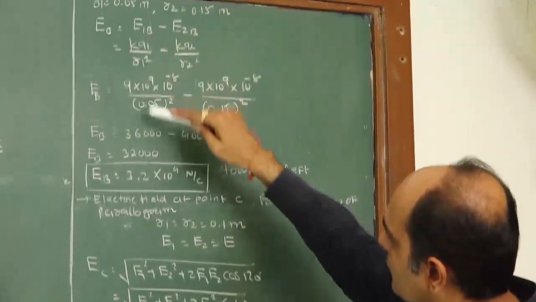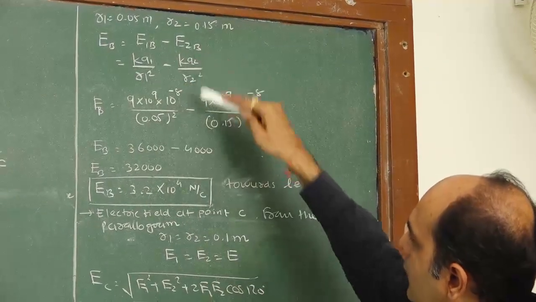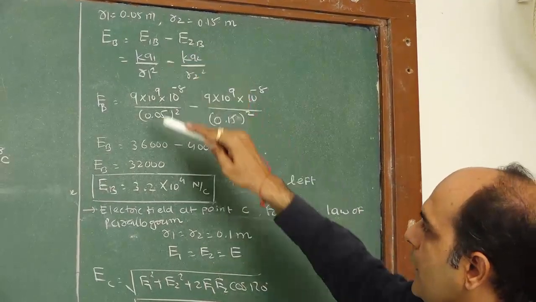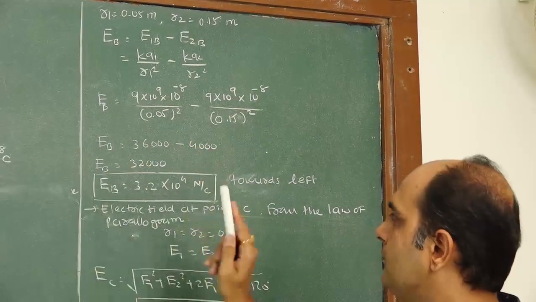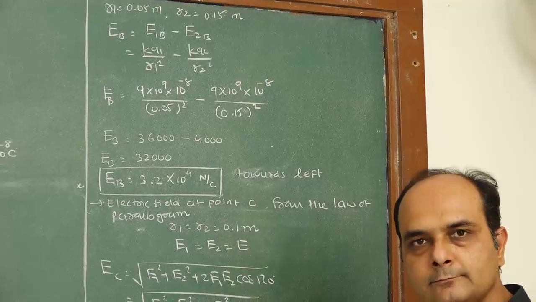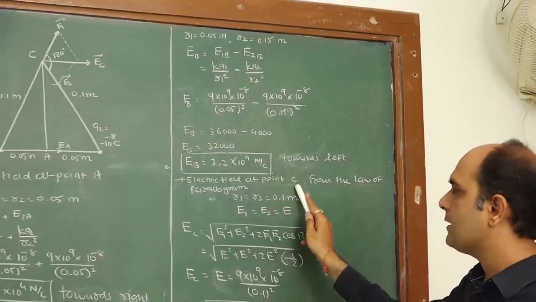See, the E1B answer is more than the E2B answer, so the resulting electric field acts towards which side? Left side. Now calculate the electric field at point C.